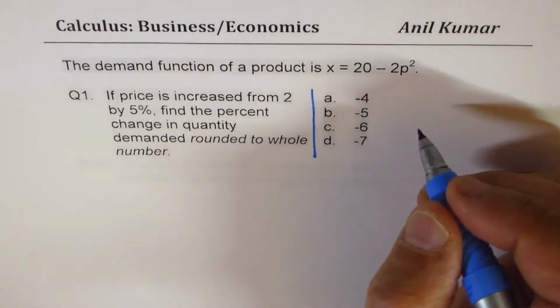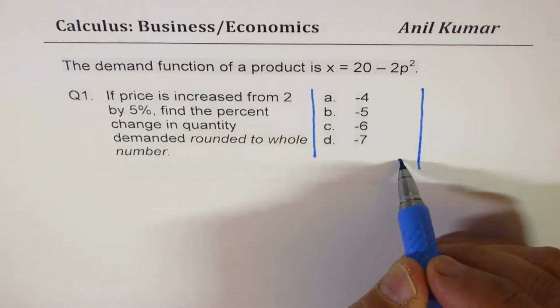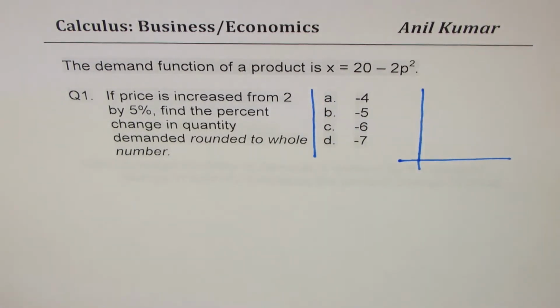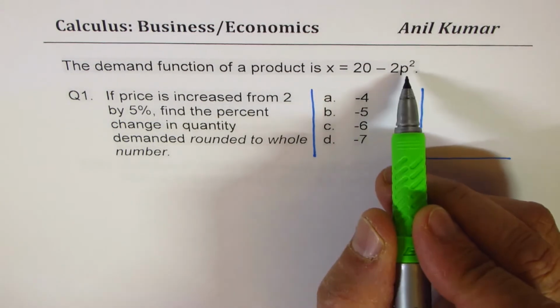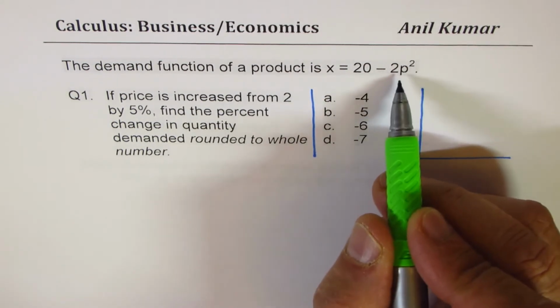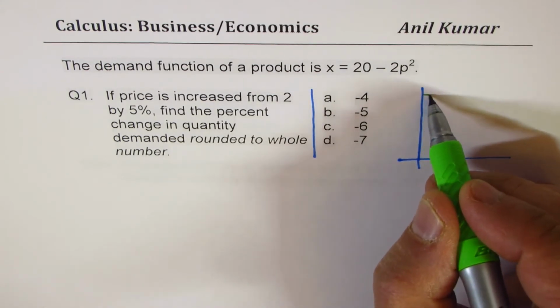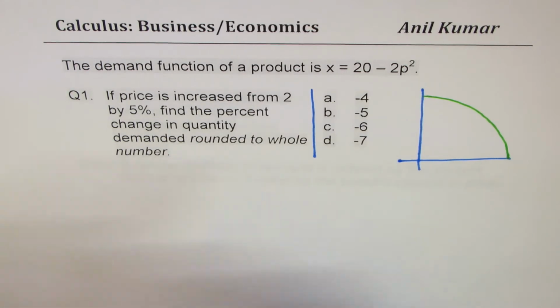Now in this particular case, let's look into the scenario. What we are given here is that x is dependent on price, and it looks like a parabola, right? Where 20 is when price is 0, and as price increases, it decreases, correct? So as expected, it will be kind of a parabola like this in that scenario. So that is how you could sketch it.